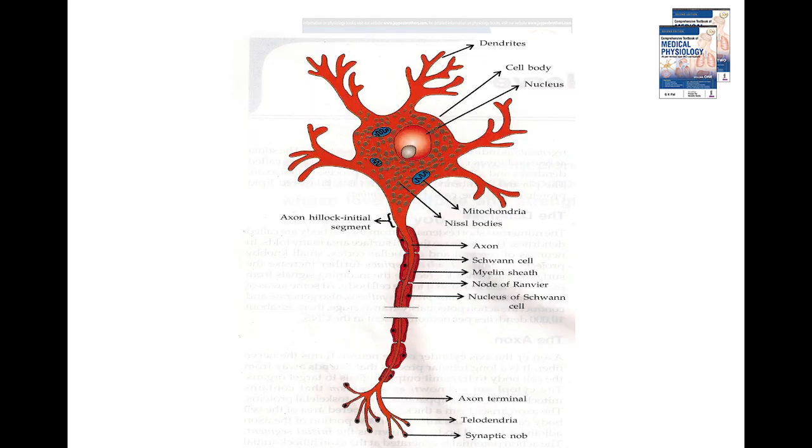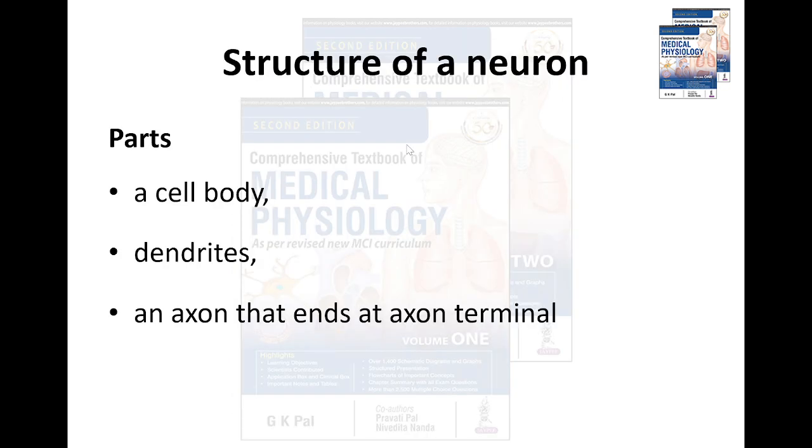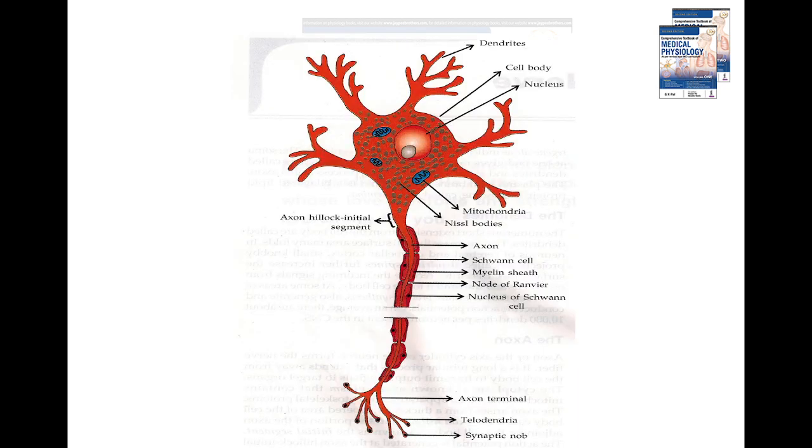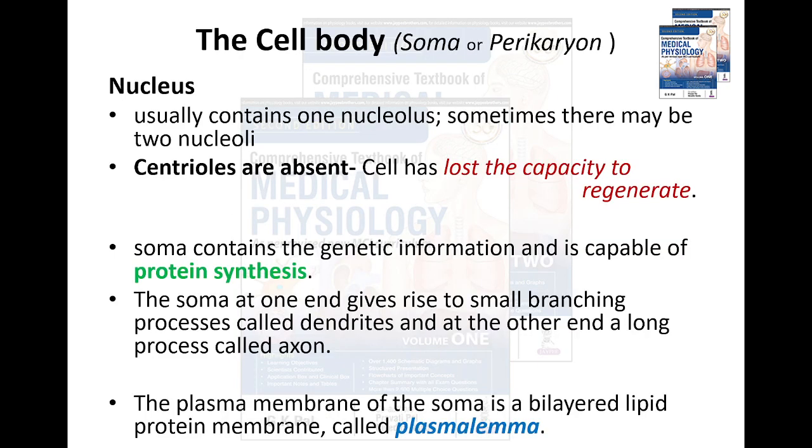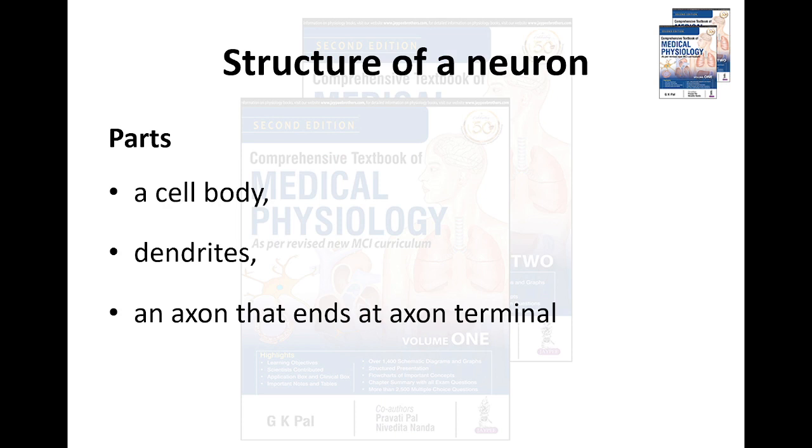Here you are seeing the structure of the neuron. The central structure we can call the soma or the cell body, and the very minute hair-like structures on the margins of the cell body are called dendrites. You have a very elongated structure called the axon that ends at the axon terminal.